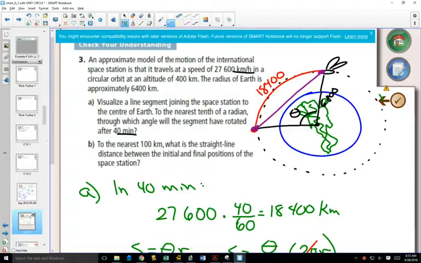So the 6,800 comes from the radius because we know the radius of the Earth is 6,400. So the 6,400 would be only up to there. And then the space station is another 400 above the Earth. And so now if we look at the orbit or the circle that's made by the space station, its radius is going to be the 6,400 plus the 400.